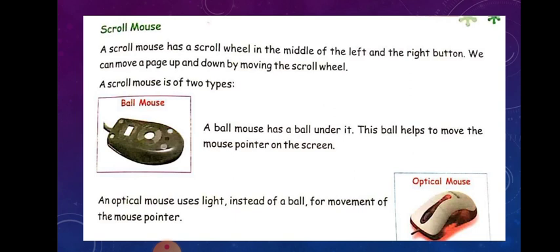Now again, the scroll mouse is of two types, ball mouse and optical mouse. The ball mouse has a ball under it which is clearly shown in the picture, and with the help of this ball you can move the mouse pointer on the screen. In the optical mouse, which is shown at the bottom right side, in place of the ball you can see the light. So this optical mouse uses the light for movement of the mouse pointer.